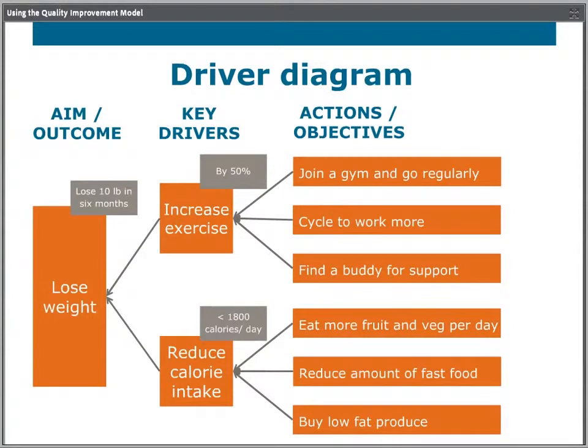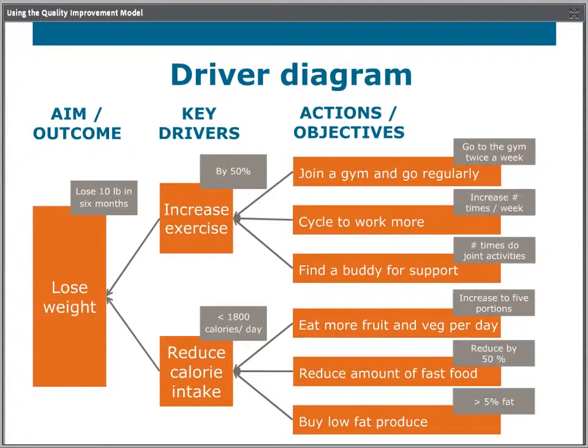And again, I really should be thinking about what are those measures that I'm going to do? What are my process measures now? So I could go to the gym twice a week. I could increase the number of times a week I actually cycle. I could look at getting a buddy and we could do some joint activities. I could increase my fruit and veg to 5 portions a day.